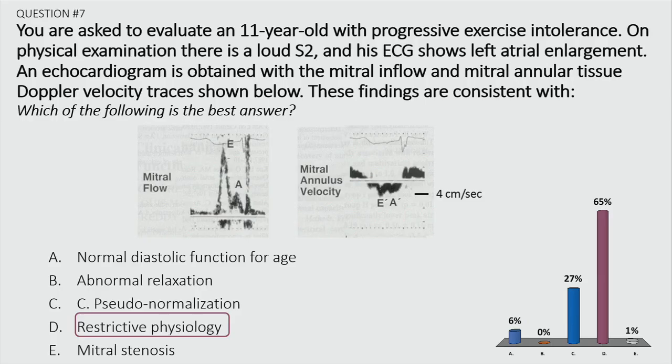And mitral stenosis, you wouldn't see these patterns. You'd see increased flow velocity in a different pattern and wouldn't expect to see the diminished tissue Doppler E prime.